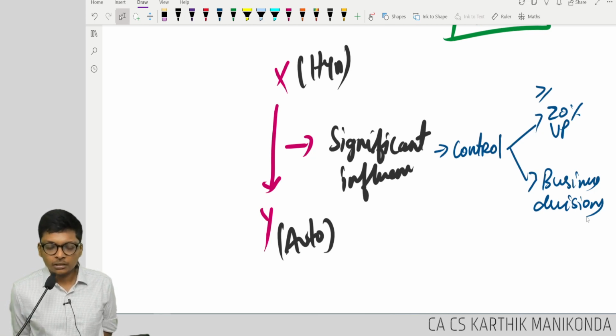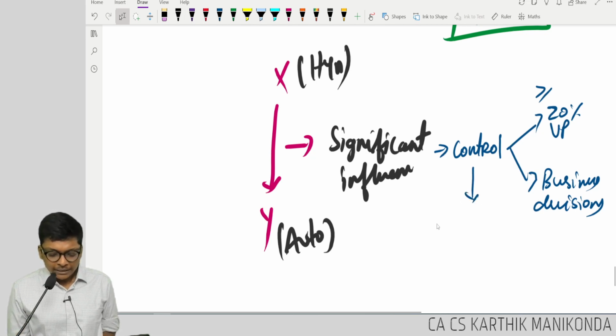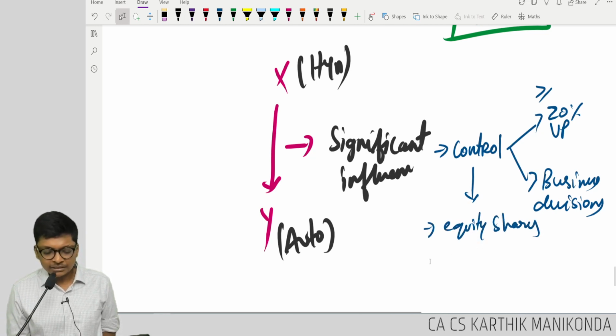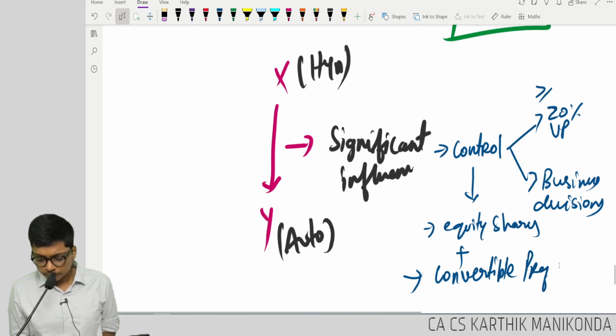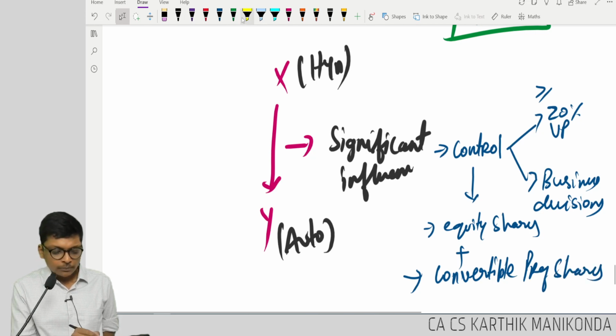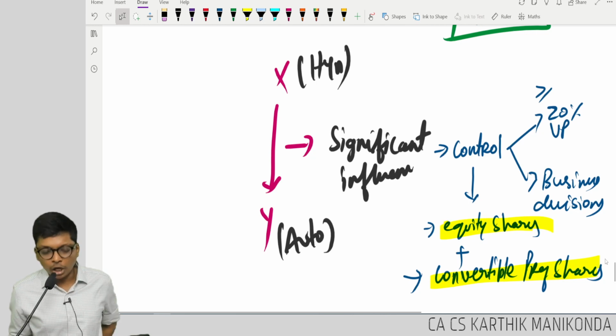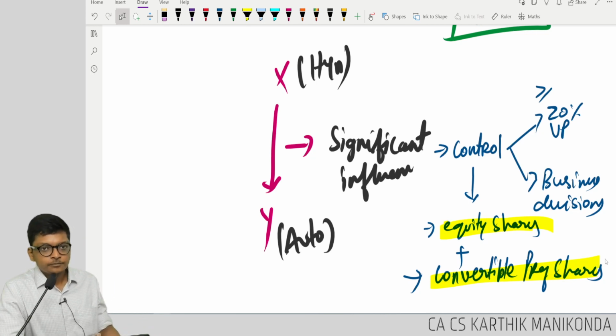Are you understanding? Where will this control come from? It can either come from equity shares, and they are also saying it can come from convertible preference shares. It can come from equity shares or convertible preference shares. Are you understanding, guys? Any doubts in this? That's it.